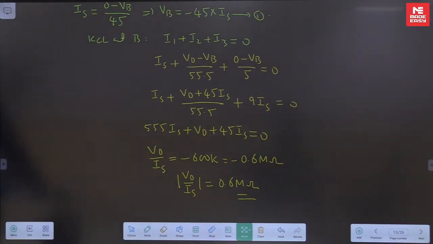Yes, Venkatesh, Shruti, Spider, Kush, Bashir, Kusum, Ankita, Ria and Nikhil. Yes beta, 0.6 mega ohm. That is the answer. 0.6 mega ohm.